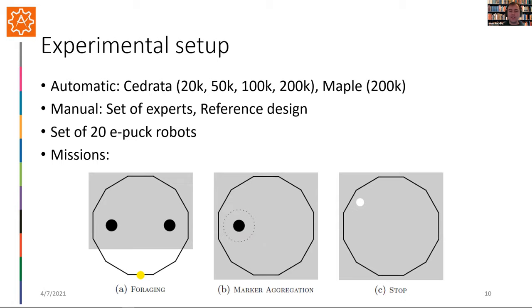And lastly, we have a mission called Stop, where there is a white spot in the arena, and the robots need to explore the arena. And once they find the white spot, they need to stop as quickly as possible as a whole swarm. Again, we hope that there is a communication strategy that can be developed by Cedrata, where the robots, after finding the white spot, communicate this knowledge to the rest of the swarm, who will then be stopping as quickly as possible.